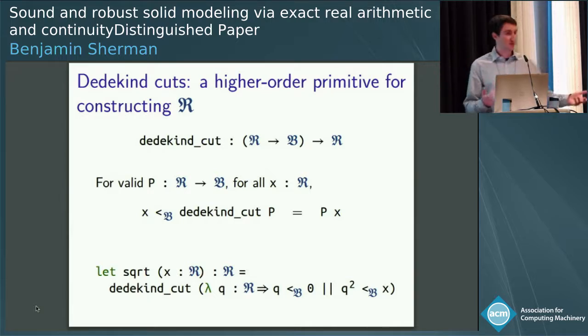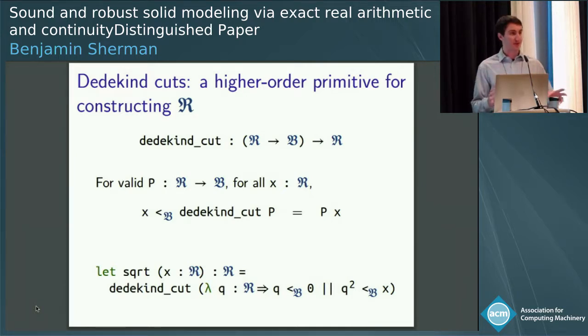So let's do square root, that example that we saw earlier. Well, when is q less than the square root of x? It's less than the square root of x if it's less than 0, or if when I square q, it's less than x. And that gives us a computational way of doing it.